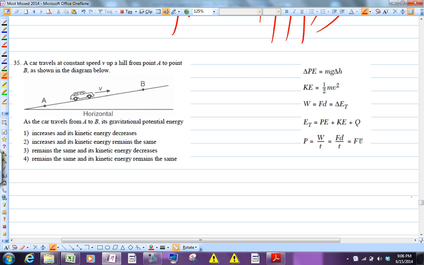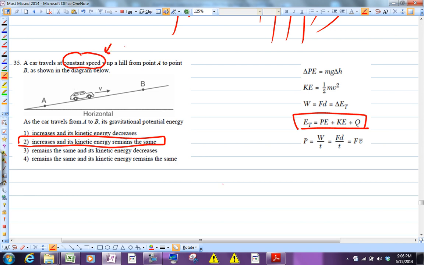35. The answer is 2. That throws off a lot of people. It's an energy question. Potential plus kinetic is total, plus any work non-conservative, any internal energy. But some key words here. Constant speed. Because the speed is constant, the kinetic energy is not changing. So the kinetic energy is constant, even though it's going up the hill.